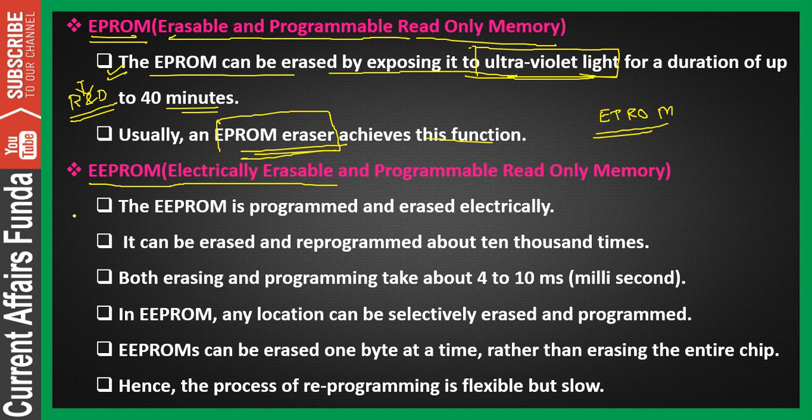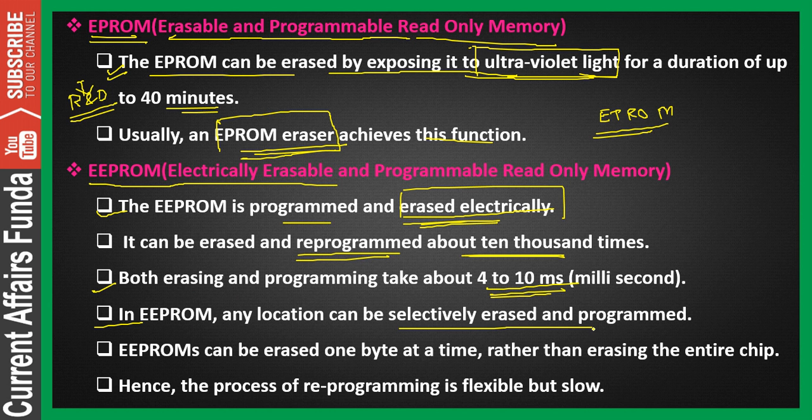The EEPROM is programmed and erased electrically. You can erase electrically. It can be erased and reprogrammed about 10,000 times. 10,000 times you can erase and reprogram the instructions in EEPROM. So you can think how many times you can make a modification in your ROM. Both erasing and programming take about 4 to 10 milliseconds. How much time will it take to write or erase our data? 4 to 10 milliseconds. In EEPROM, any location can be selectively erased and programmed.